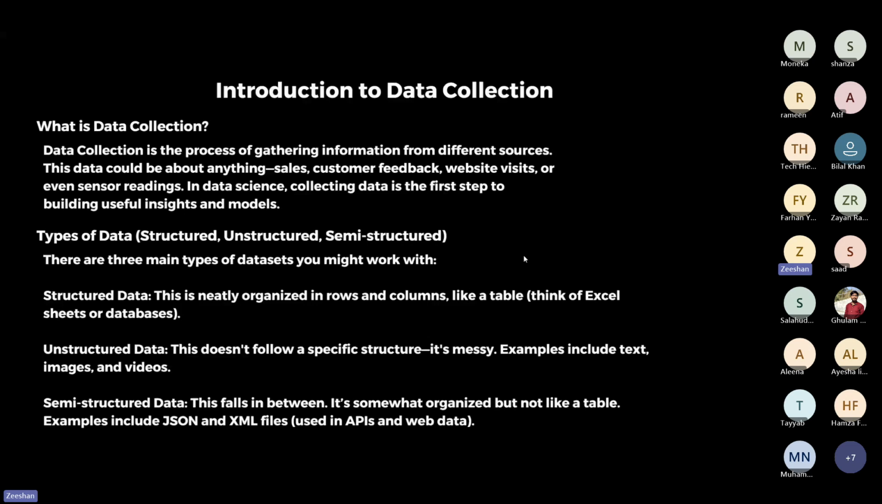The third and last one is semi-structured data. This falls in between. It's somewhat organized but not like a table. Examples include JSON and XML files used in APIs and web data.